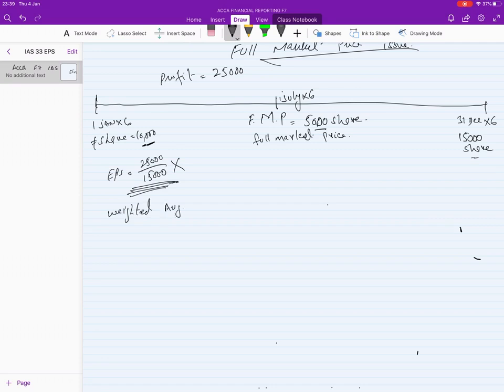Weighted average number of shares. So you have to calculate the weighted average number of shares. How will we calculate? On the very first day, how many shares were outstanding? 10,000 shares were outstanding, and for how many months? From January, February, March, April, May, June, it means 6 months. So you have 10,000 shares outstanding for 6 months.